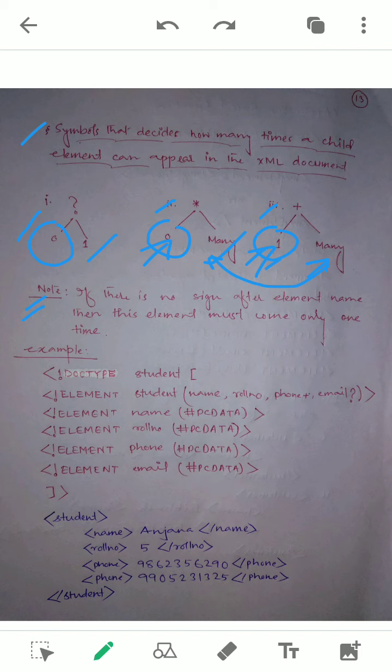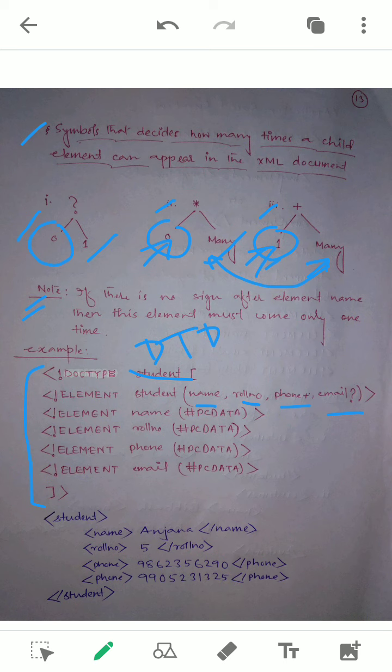So take an example here. This part is DTD. In this DTD, what is defined? Student is your root element. Under student: name, roll number, phone. You can see phone is followed by a plus sign. Email is also followed by a question mark. It means phone number, it may come.